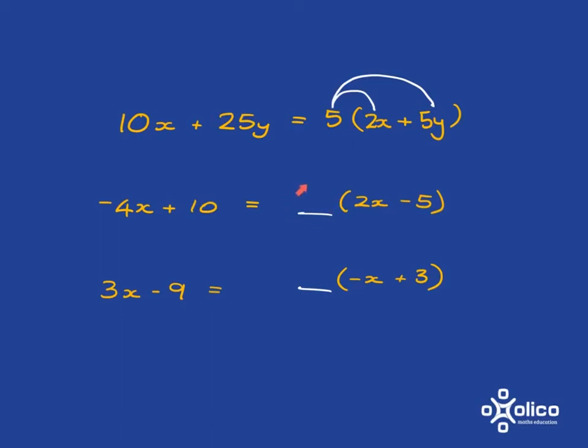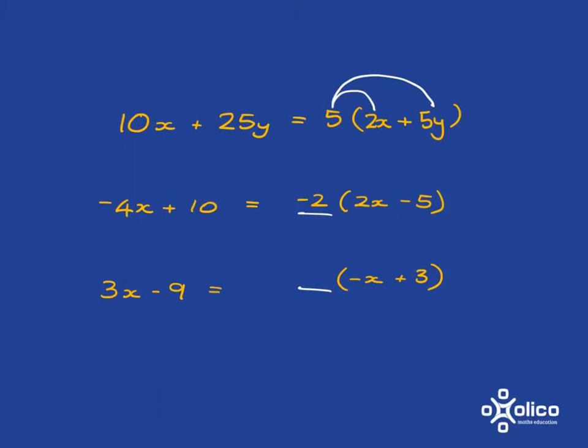Okay, let's see if we can figure out what number needs to go here. So what number, when you multiply it by 2x minus 5, is going to lead you to this answer? Well, 2x multiplied by what is going to get you to minus 4x? It's going to have to be a negative 2. And then let's just check that we do still get the plus 10. So negative 2 multiplied by negative 5 does give me plus 10. So we know we've got this right.